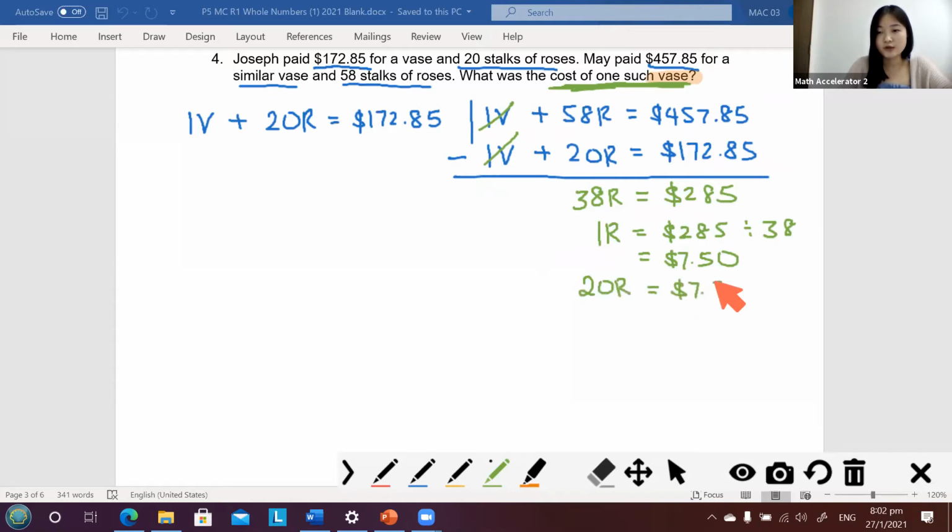We have one stalk of rose, $7.50, multiplied by 20. How much would that be? Can you calculate it? Okay, 150. Thank you. So this is 150. So in order for us to find out the vase, what will your last step be? You can type in the chat. What should you do in your last step to get your final answer?